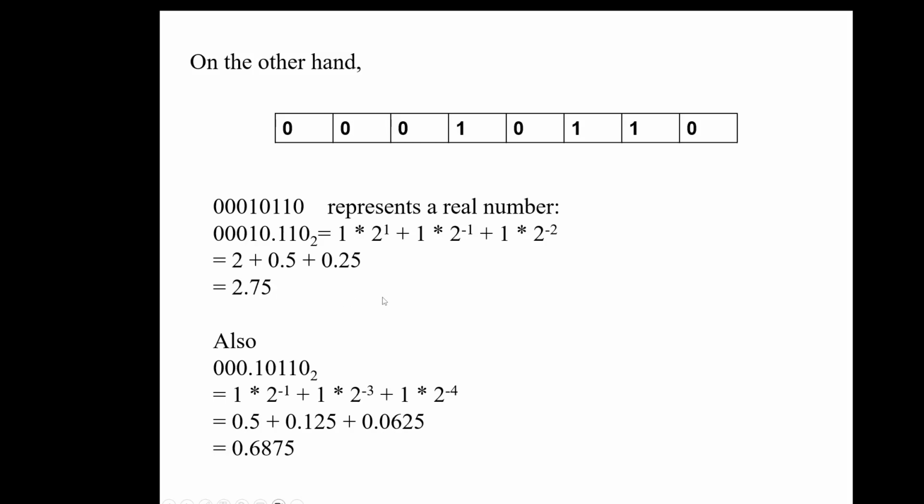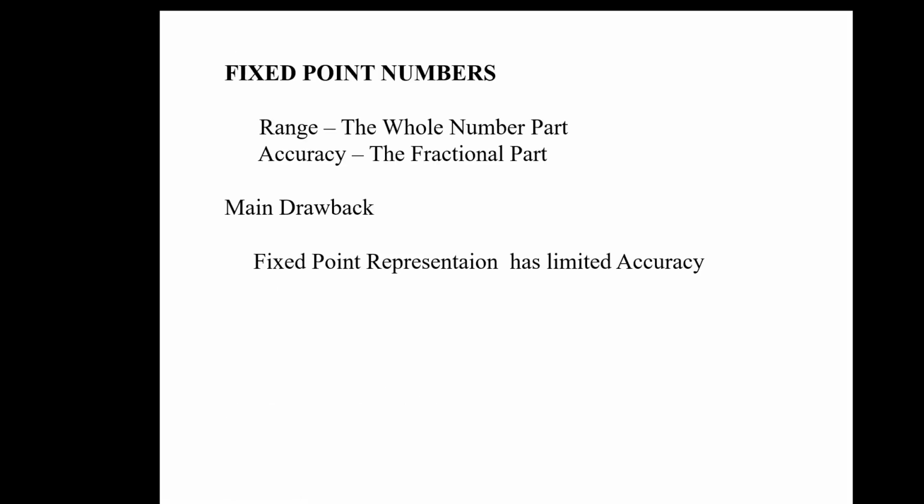On the other hand, another example is 0.1011, where the first place value is 1 half, the second place value is insignificant, the third value, which is 1/8, is 0.125, and the next place value, which is 1 over 16, is 0.0625. So we add them together, we will have 0.6875. So that's called the fixed point representation of numbers.